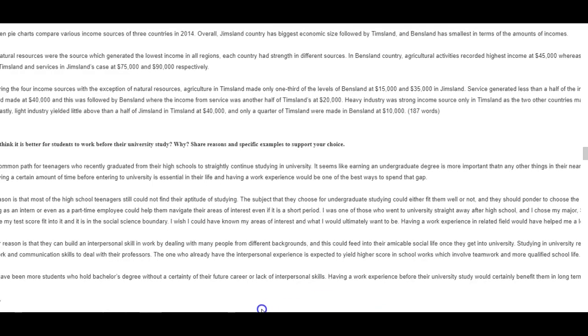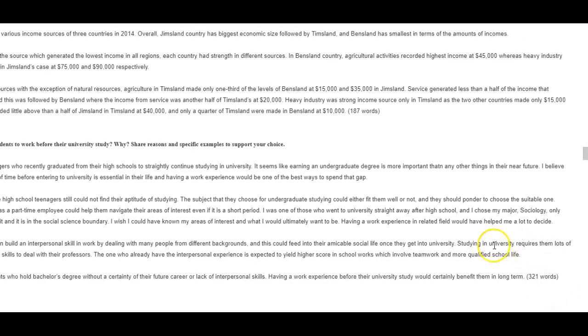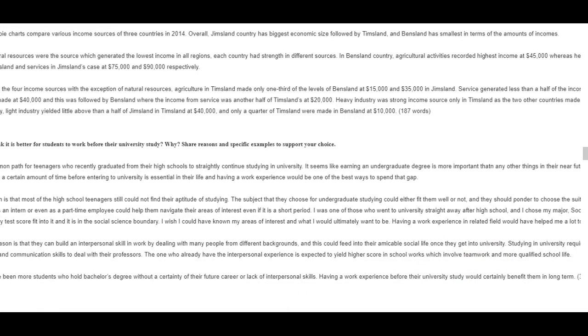Okay, let's keep moving. Another reason why students should work before university is that they can build interpersonal skills in work by dealing with many people from different backgrounds, and this could feed into their social life. Once they get into university, studying in university requires lots of teamwork and communication skills to deal with their professors.